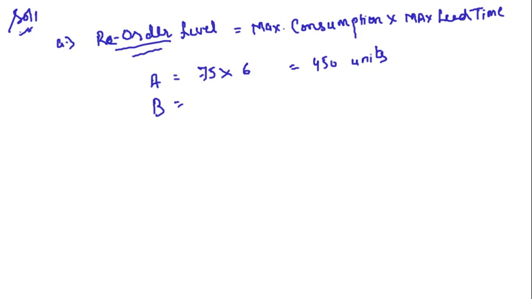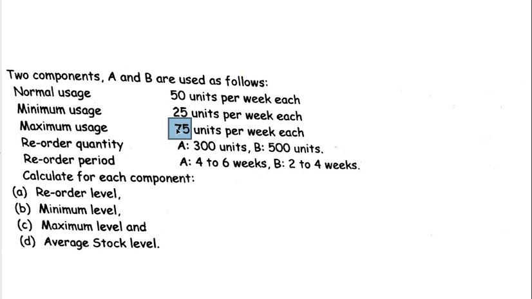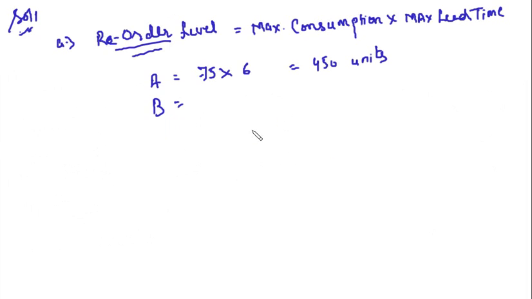And for B, see the maximum consumption is 75, and what is the maximum lead time? That is 4. ज़्यादा से ज़्यादा 4 हफ्ते लगेंगे. So this comes to 300 units. Clear? Reorder level clear, friends? Now second उसने क्या पूछा है, minimum level.